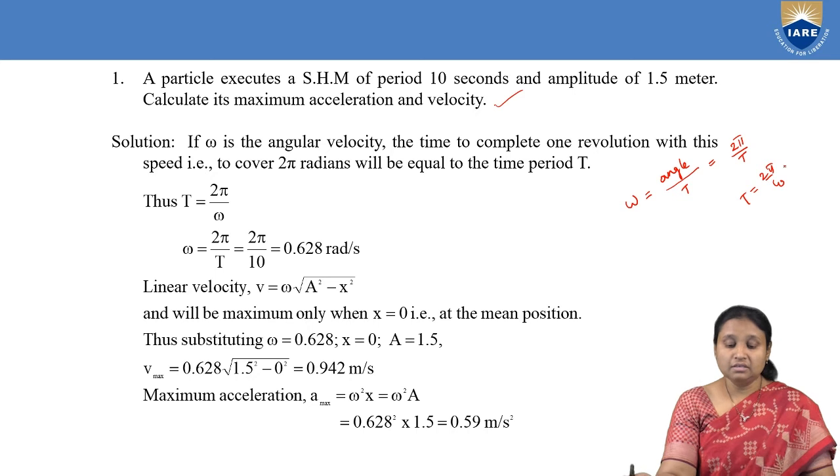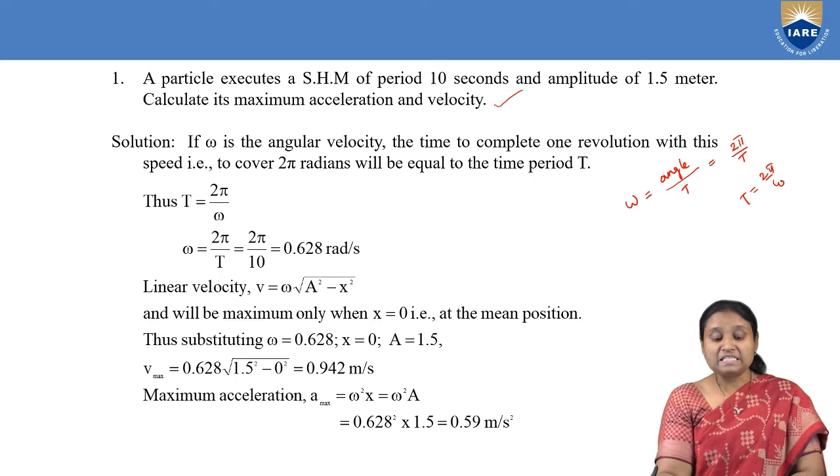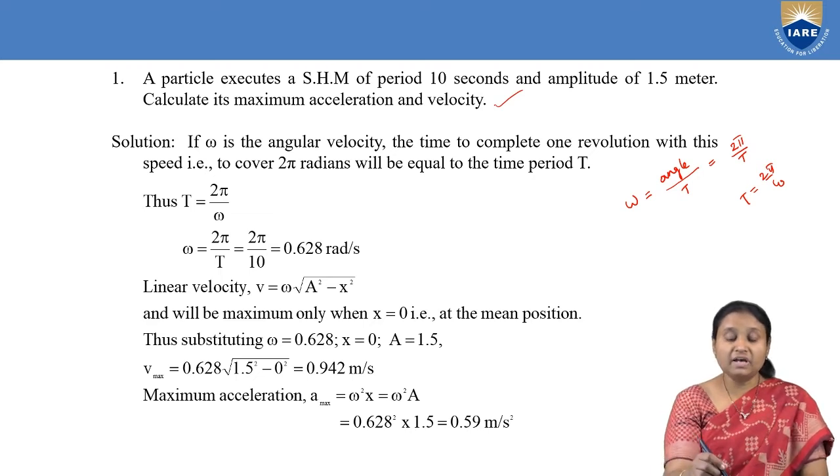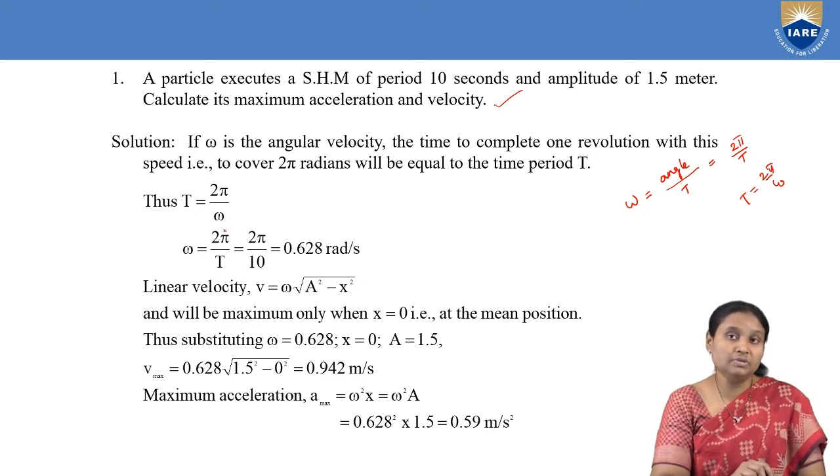But in our case, we were given the time period value and we were asked to find the maximum acceleration and velocity. So from this value of time period, first we'll find the angular velocity. The time period is 2 pi by omega, so obviously the angular velocity will be 2 pi by time period T. Our time period T is given as 10 seconds. If we substitute, we get our angular velocity as 0.628 radian per second. Once we know the angular velocity value, we can find the values of maximum acceleration as well as maximum velocity.